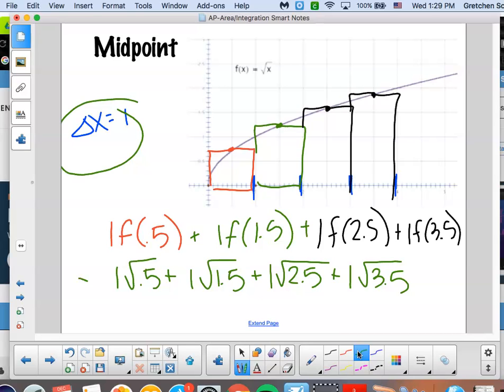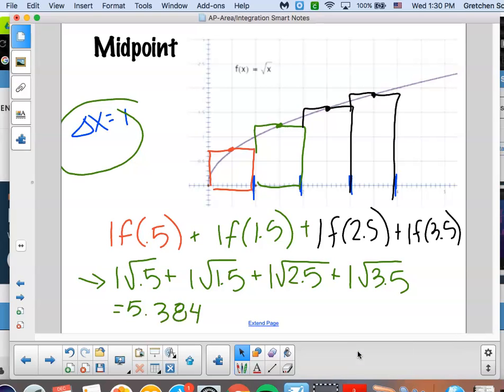As an exact answer, is there anything else you can do to that? Nope. So exact answer, you can pretty much leave it as soon as you plug in the numbers. Approximate answer, anyone have it? Good. So compared to the left endpoint and the right endpoint, how does the midpoint compare? It's in the middle of them. Questions on this?